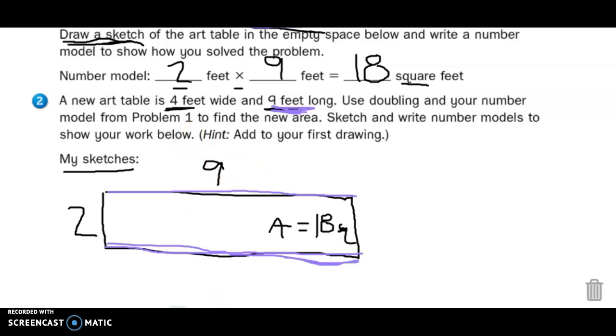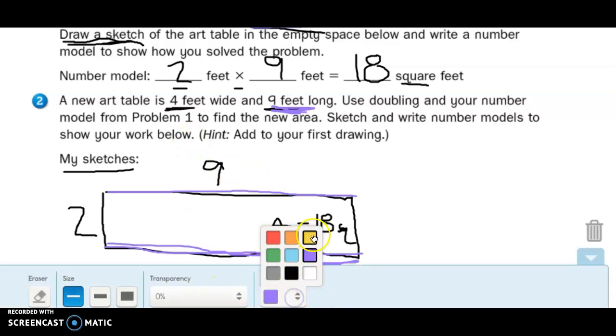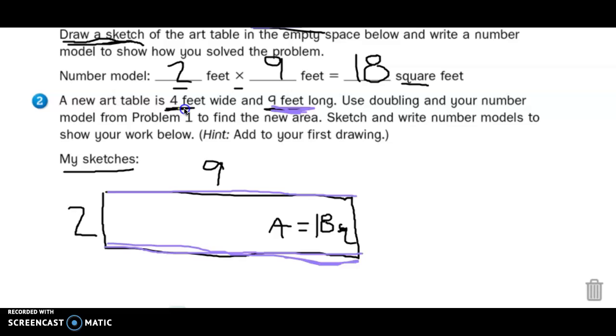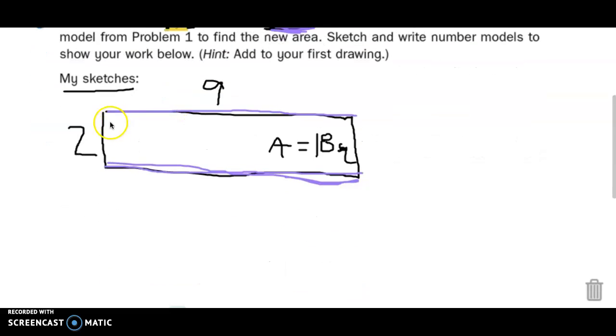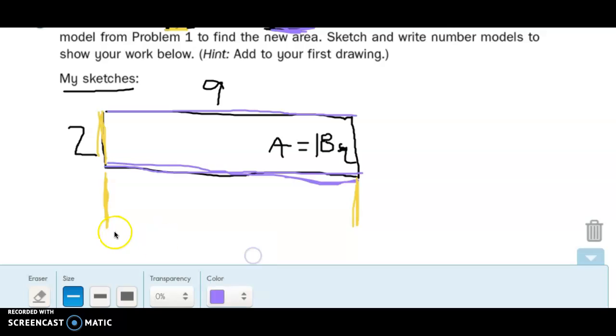Well, look at, if we have 4 feet, 4 is 2 doubled, right? 2 plus 2 is 4. So if this is 2, then I draw another 2, right? If this length is 2, then this length is 2. I draw a rectangle that looks exactly the same, and then I close it with my 9 foot long side.